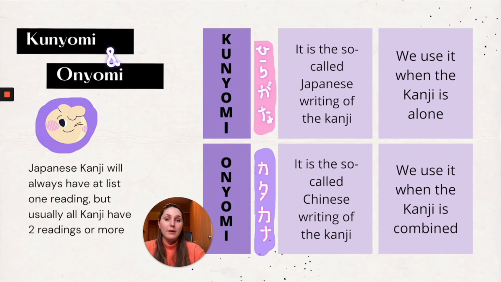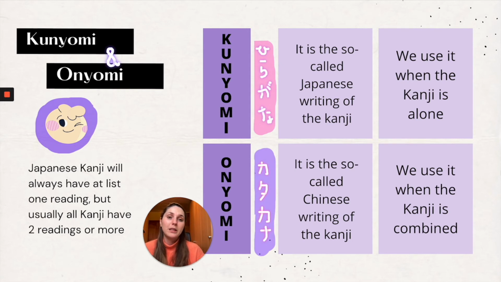So every kanji will have at least one reading. And usually the readings of a kanji, when I say readings, is the different ways in which we can read the kanji, will be separated into two groups, let's say. We will have the kunyomi and the onyomi. So the kunyomi will be the so-called Japanese reading. We will usually read the kanji with its kunyomi when the kanji is alone. Or, for example, if it's a kanji for a verb, when it's doing the verb, it will also be read with the kunyomi.